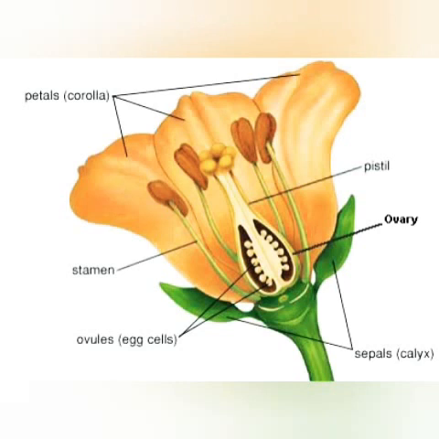The second part or whorl of the flower is the corolla or the petal, which are brightly colored, and they are important for the process of pollination, which we will be discussing in the coming videos. Now the third part or the third whorl is the androecium or the male part. It is also known as stamen.